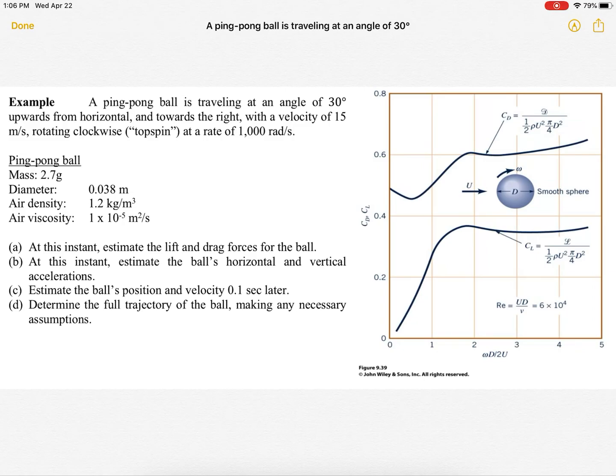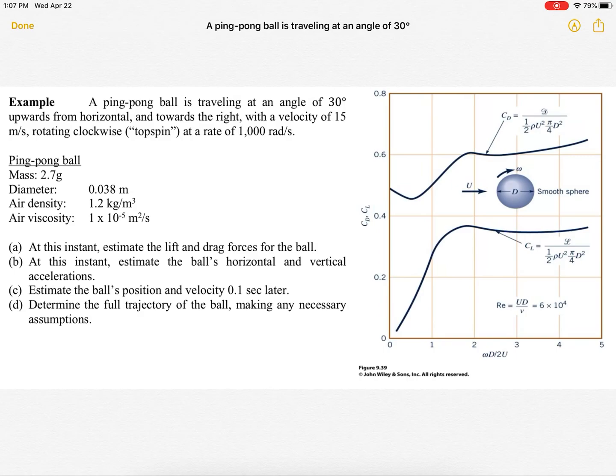So the ping pong ball is traveling upward at an angle of 30 degrees from the horizontal toward the right with a velocity of 15 meters per second, rotating clockwise, which is conventionally known as topspin, at a rate of 1,000 radians per second, which is actually possible, believe it or not.